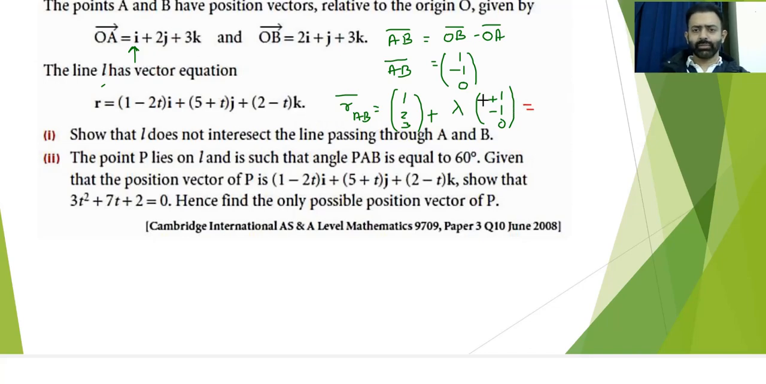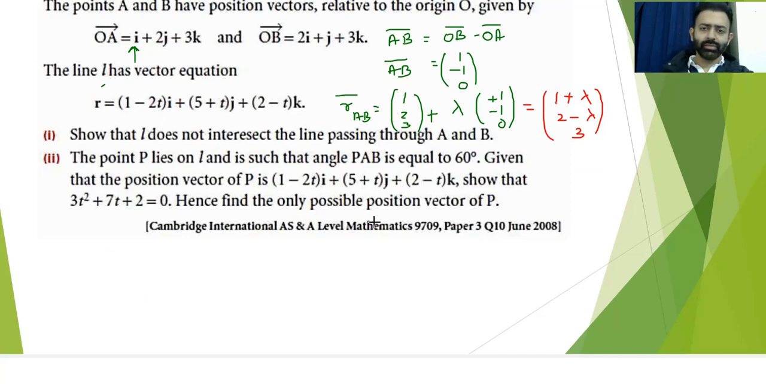Write this by combining the i, j, and k components, as 1 plus lambda, 2 minus lambda, and 3. Okay, so this is the position vector of any general point lying on the line AB. That is the meaning of the vector equation of a line. So this is the position vector of a point lying on AB, and this is the position vector of a point lying on line L, right?